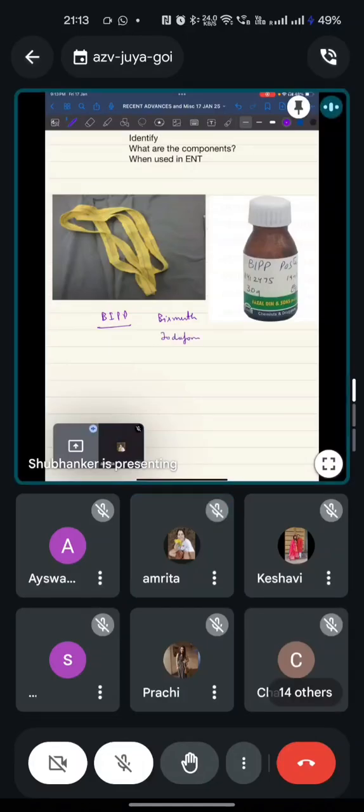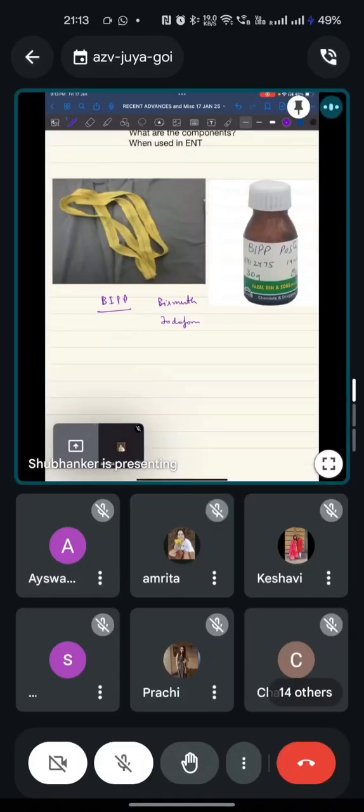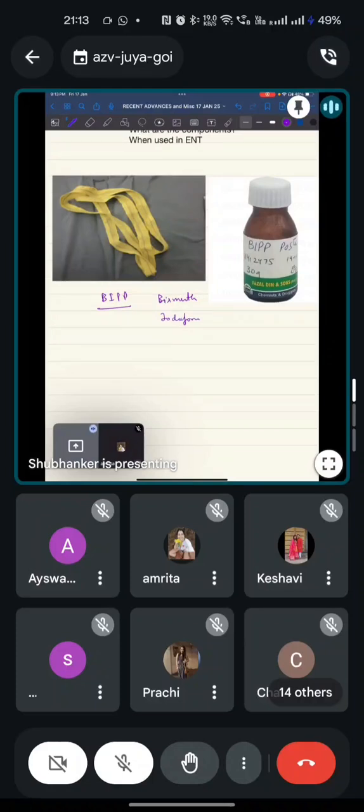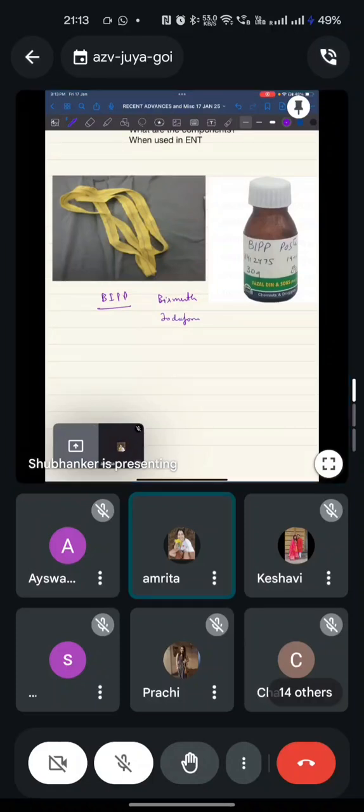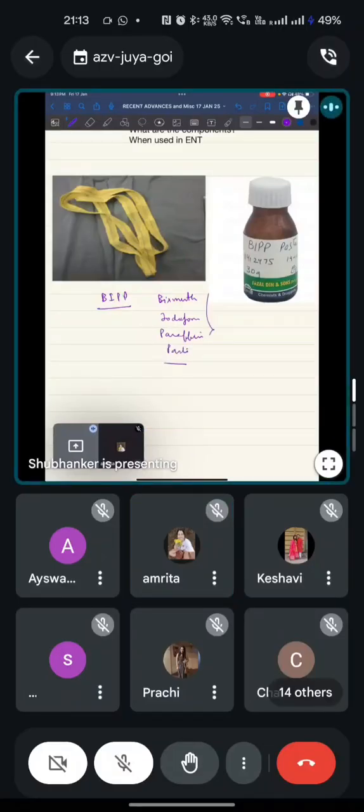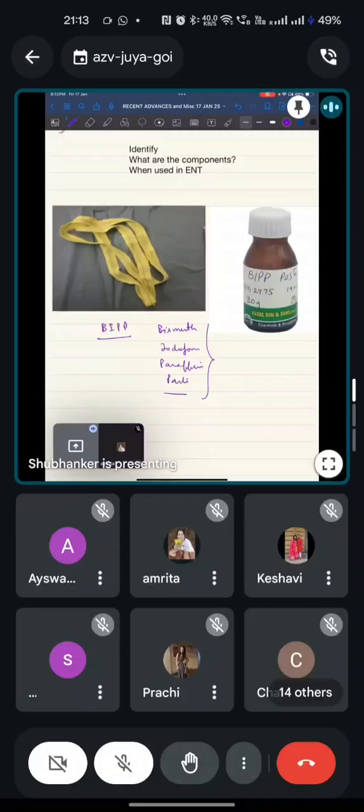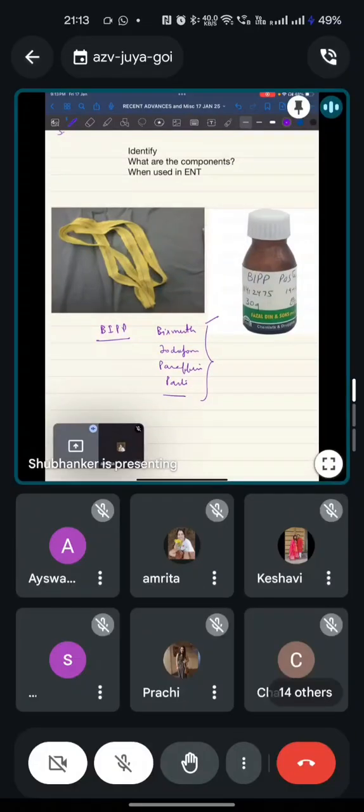The voice was echoing like anything, right? Bismuth, iodoform. Then further? Paraffin paste. Okay? So you should not forget bismuth, iodoform, paraffin paste. So basically, bismuth is your antiseptic. Iodoform releases your free iodine, which again acts as an antiseptic. Paraffin acts as a paste, it stays in liquid form.